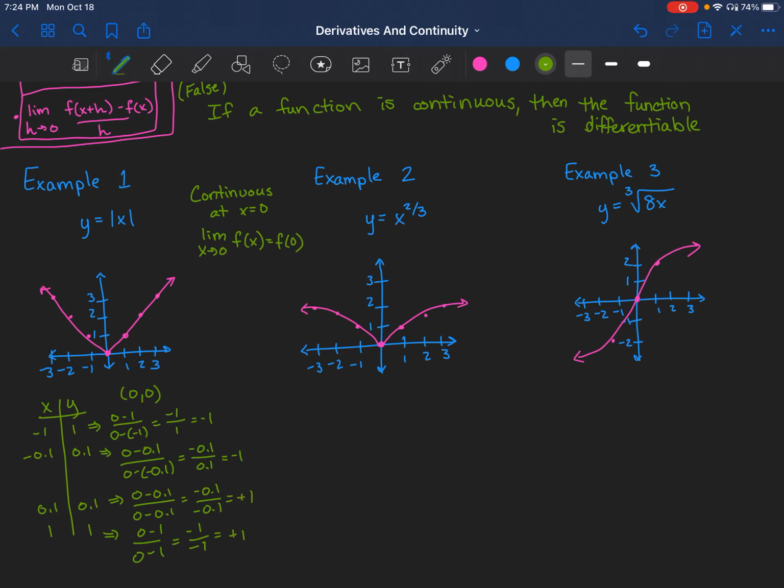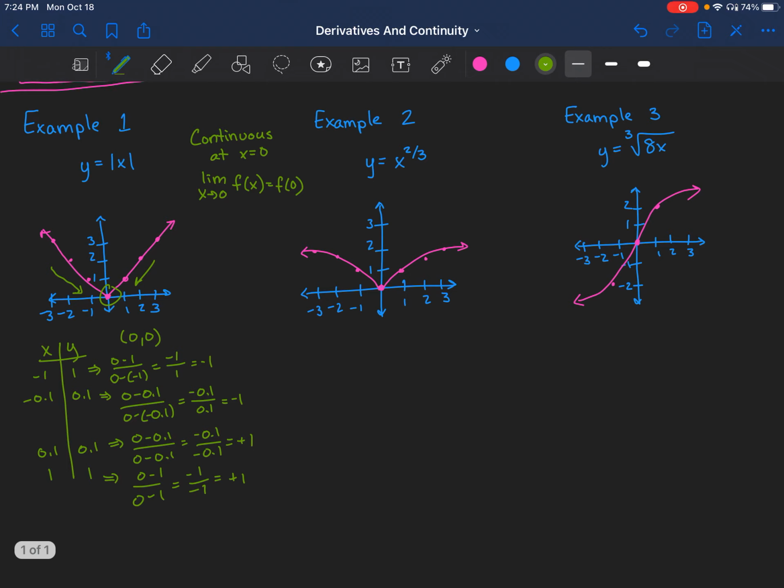So what I mean by that is on this left side, the slope is always negative 1. And on this right side, the slope is always positive 1. Okay? So the question is, what happens here at 0? Well, it just kind of stops, changes directions. It's not a smooth curve. It's very much like a corner. And that's actually how I'm going to refer to it: x equals 0 is a corner point. Because in this situation, what's actually happening is it's hitting 0, stopping, turning, and going in a different direction.